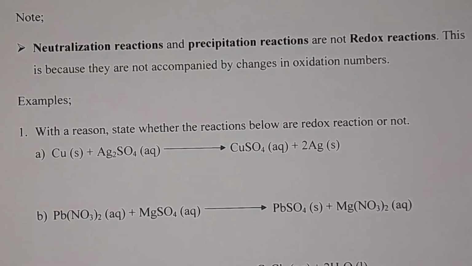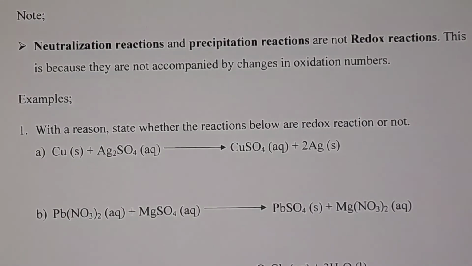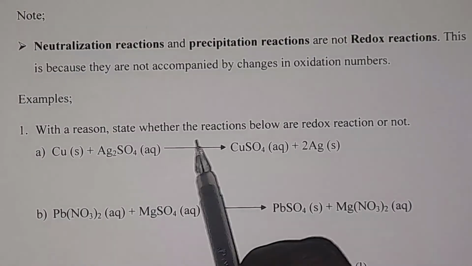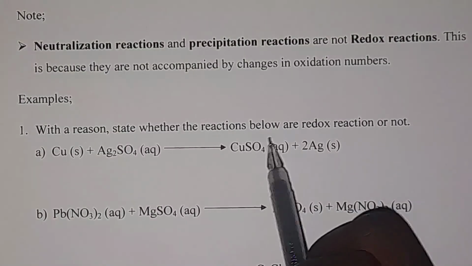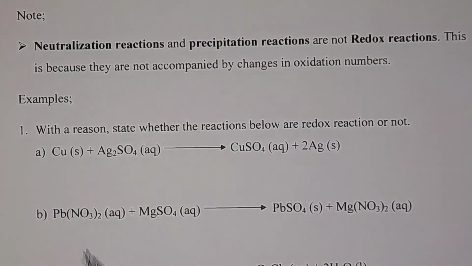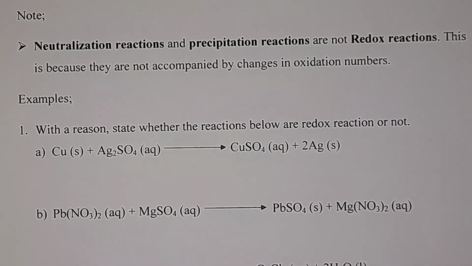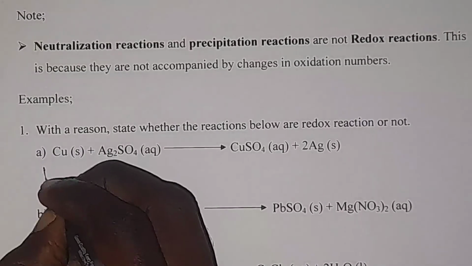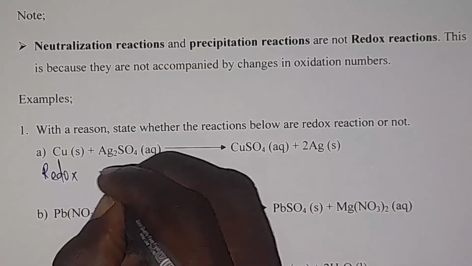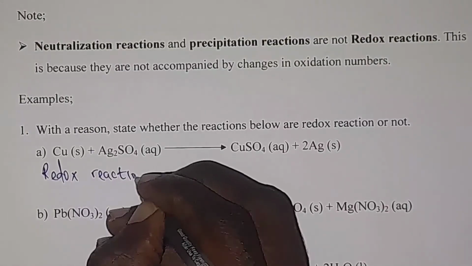So let's see examples. Example 1: with reasons, state whether the reactions below are redox reactions or not. A, we have copper metal reacting with silver sulfate solution. We are going to get copper 2 sulfate solution and also silver metal. So this is a displacement reaction. Obviously, a displacement reaction is a redox reaction. So we are going to say here it is a redox reaction.